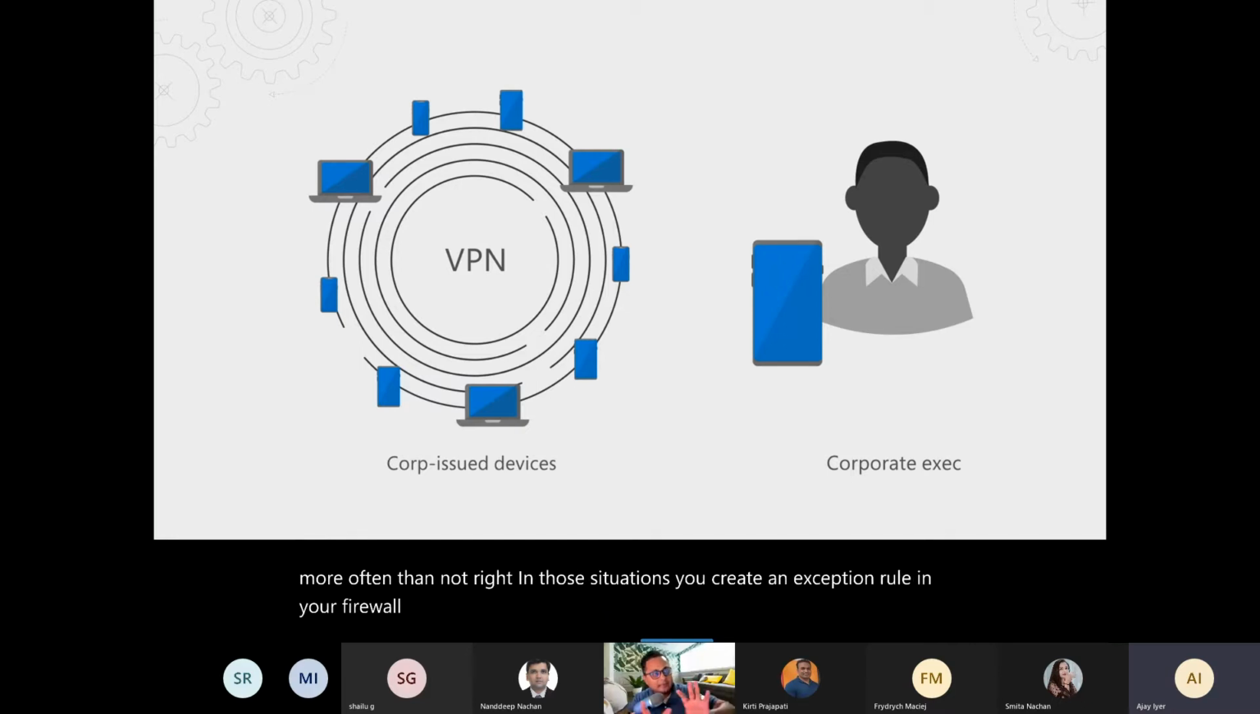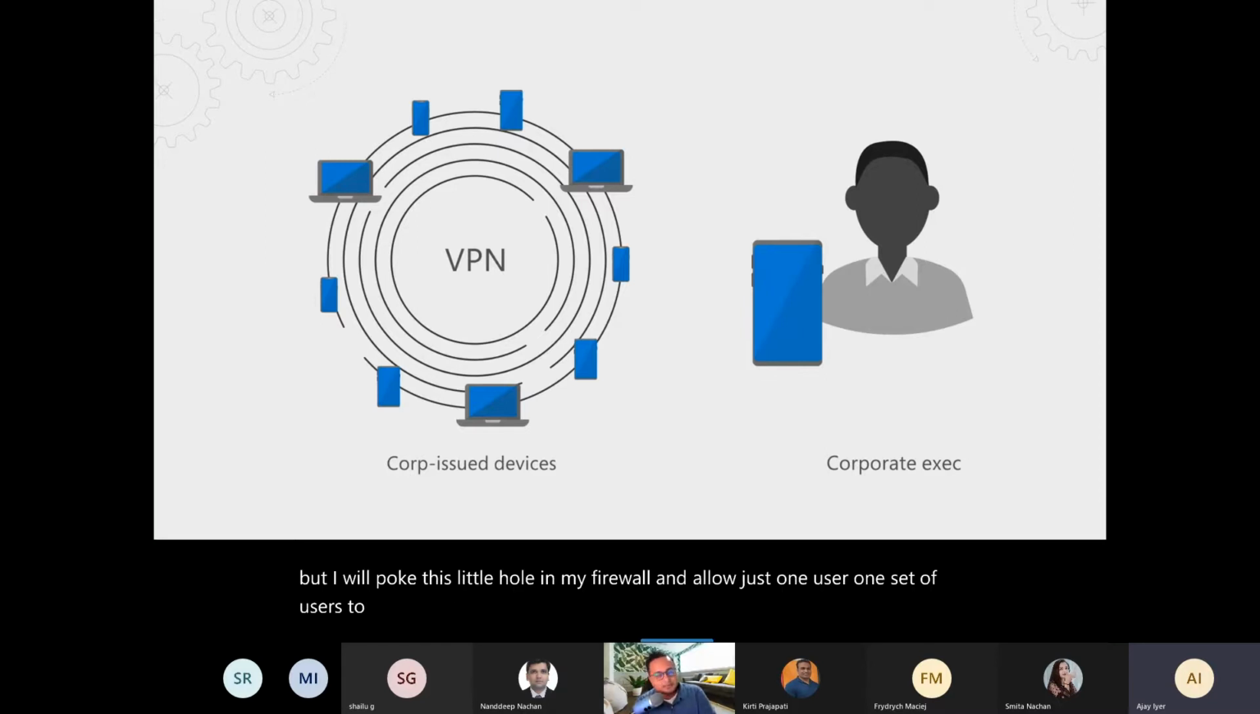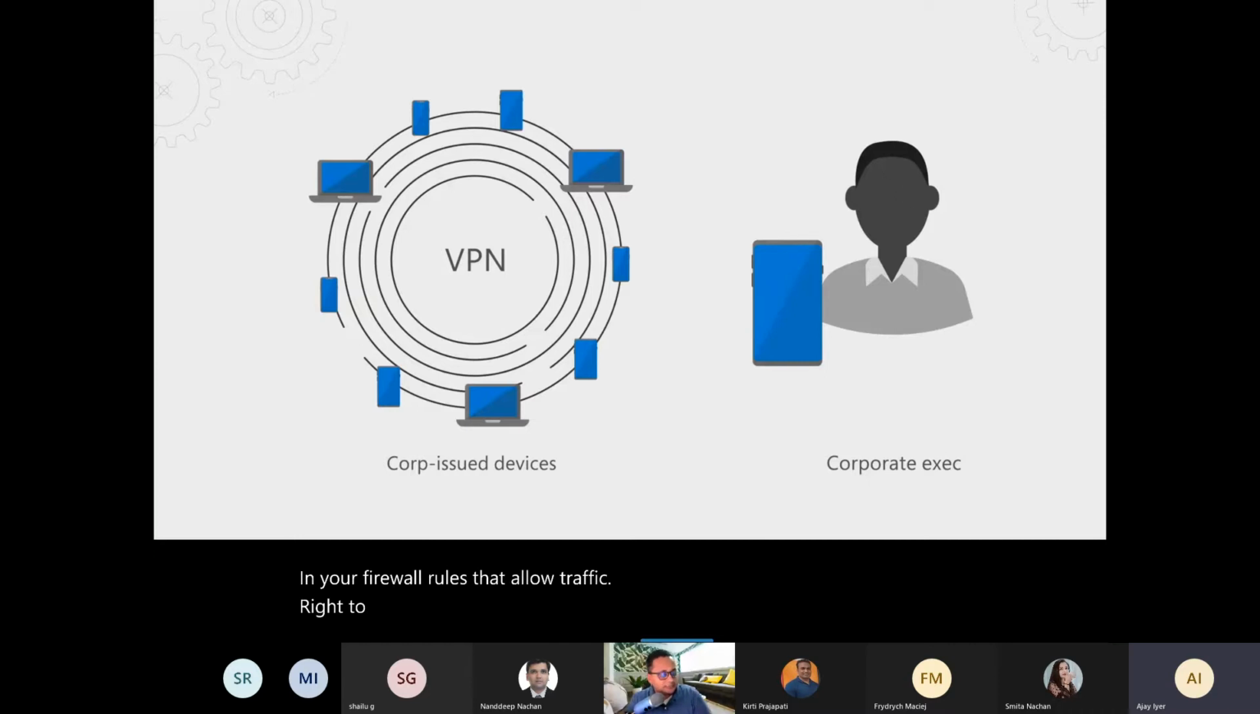You say, all right, for the most part everything's protected, but I will poke this little hole in my firewall and allow just one user, one set of users, to access information directly. This is not me making this up. This is literally what people do sometimes, right? You'll always have some exception in your firewall rules that allow traffic to enable a certain business use case.